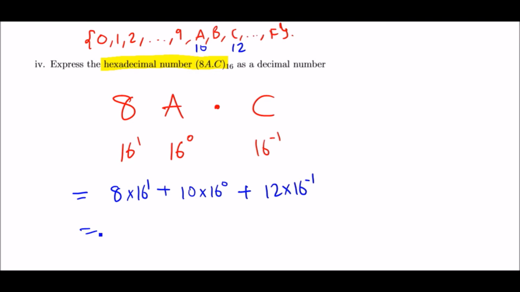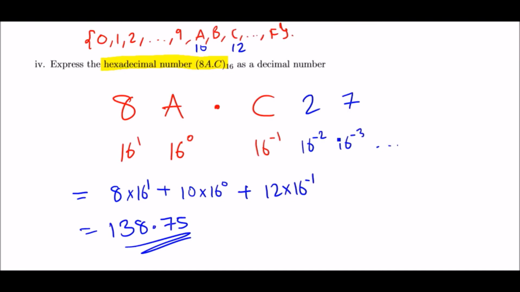You're done here. So all you do now is smash down your calculator. Plus 12 times 16 to the power negative 1. And I got 138.75. See if you get the same thing, but this is the general idea. If you had more terms, I don't know, like 2, 7, then this will just increase: negative 2, negative 3, and so on. You just take the sum product of everything. That's all you do.